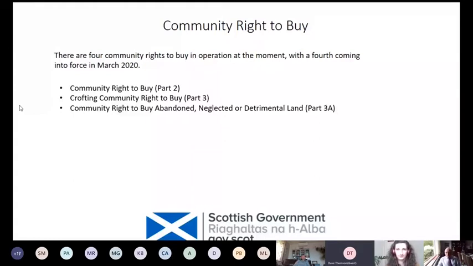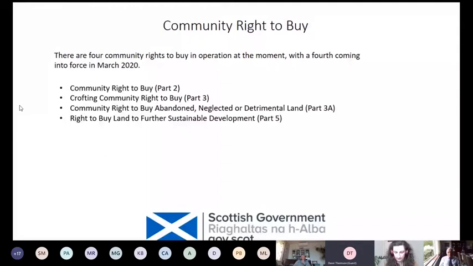And the final one, which is also a compulsory purchase, came into force in March 2020, and that's the right to buy land to further sustainable development. Very similar to Part 3A about abandoned and neglected, but obviously now it's to further sustainable development. So the condition of the land is not the main thrust of this one, it's what the community group will be able to do with that land should they acquire it. Again, a compulsory purchase, it largely operates in the same way as Part 3A with the various steps.